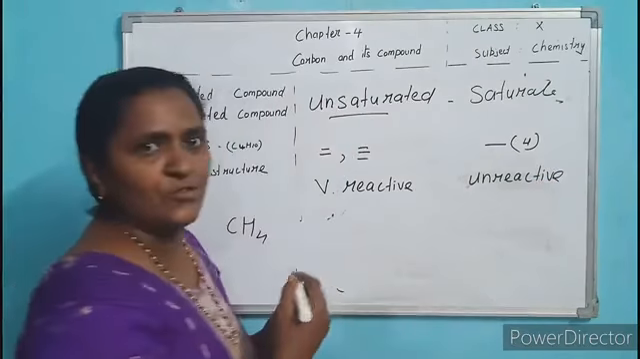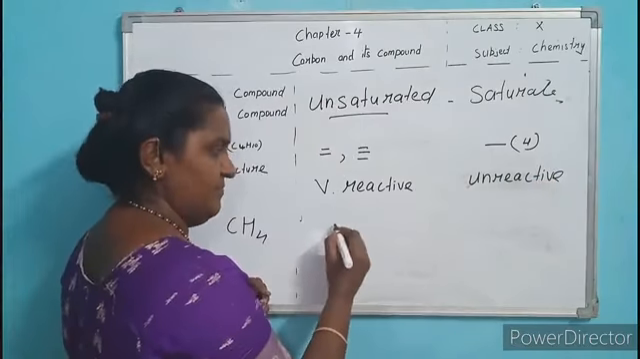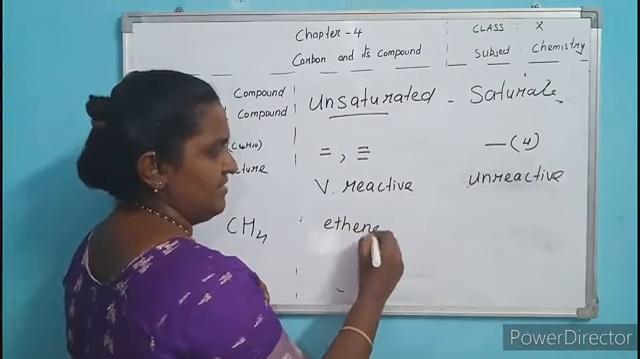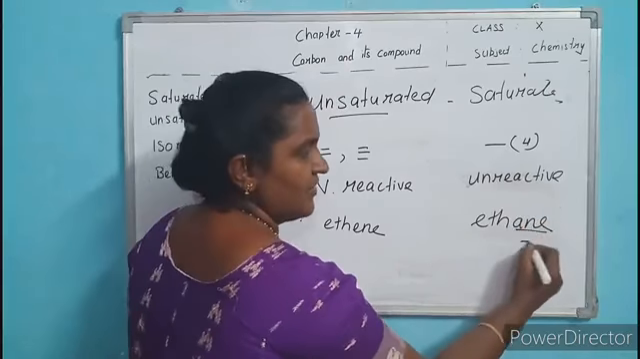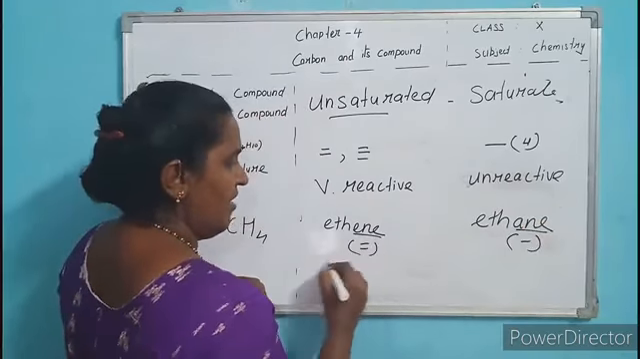And then in the third difference you can give the example. What is that? Ethene. Here, eth with single bond means ane, ethane. This is for single bond. This is for double bond, or ethine.